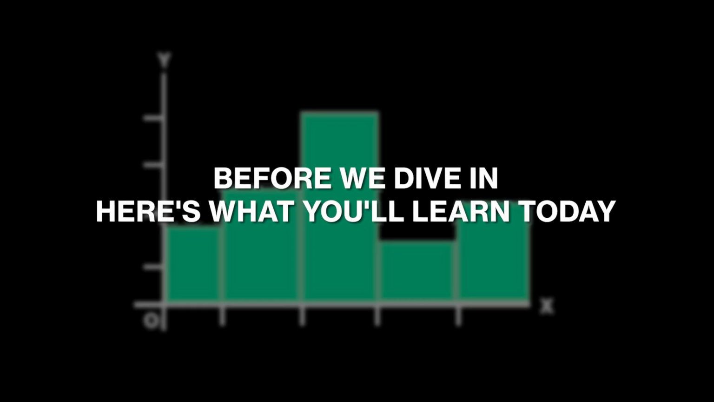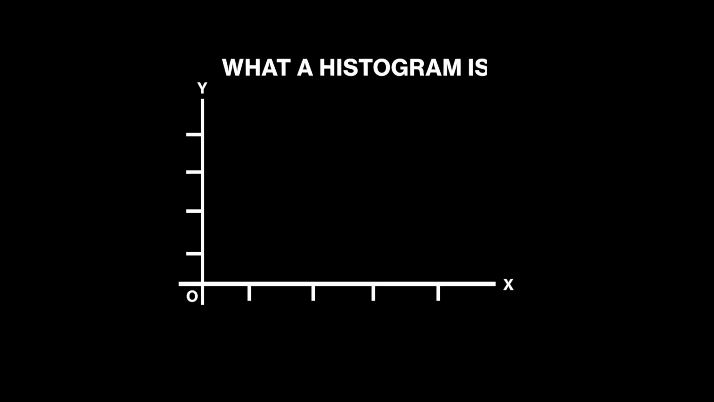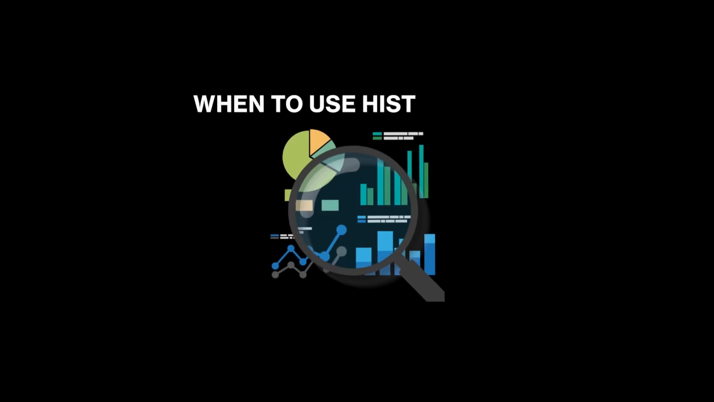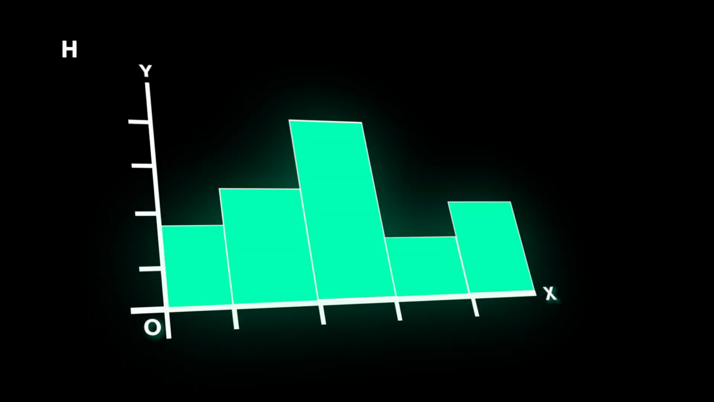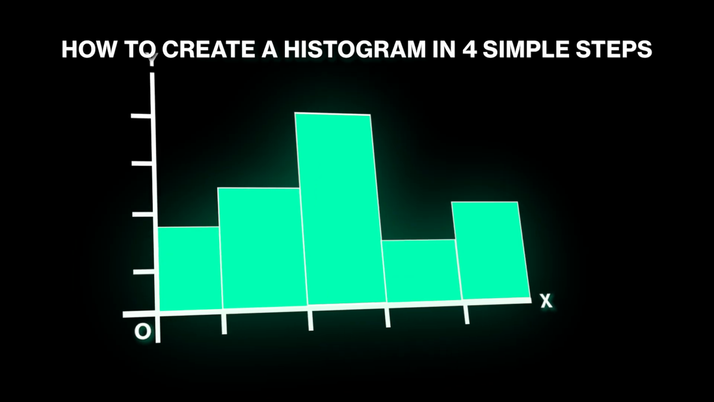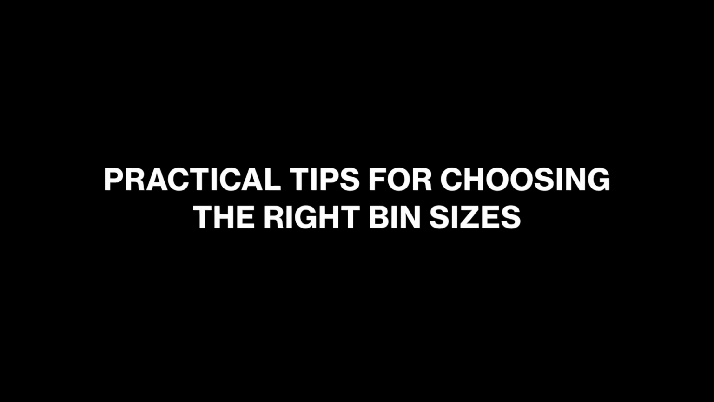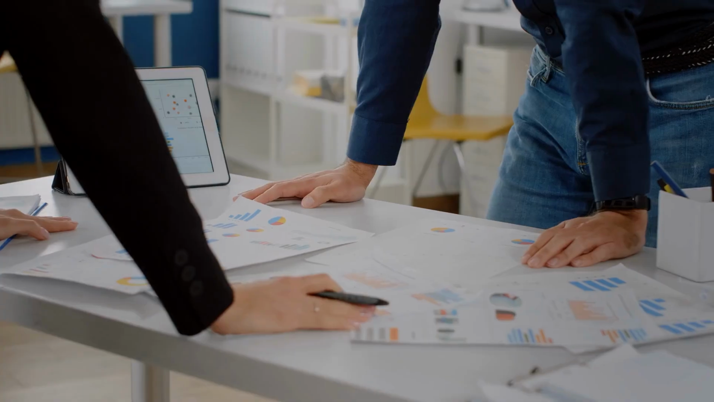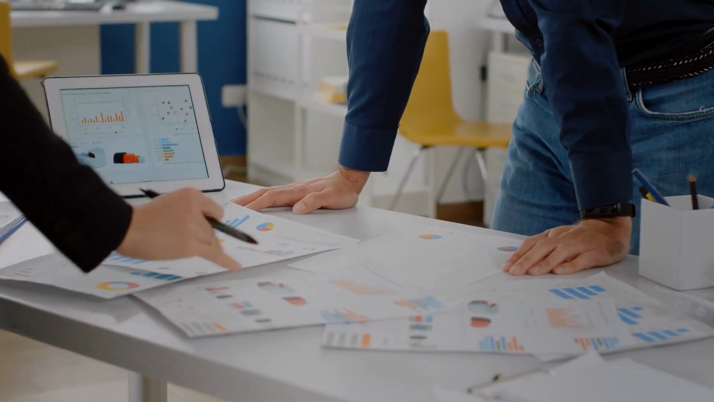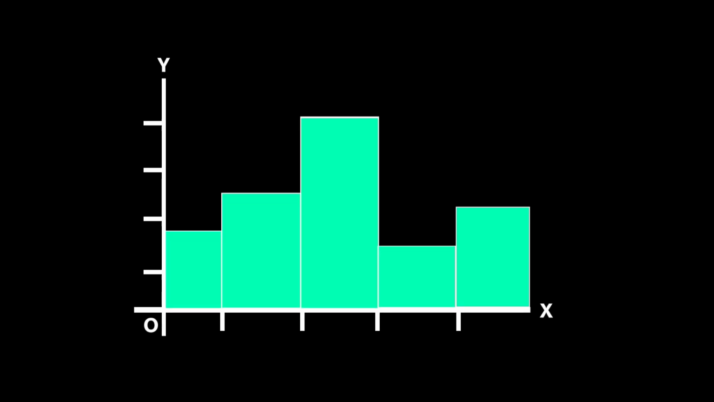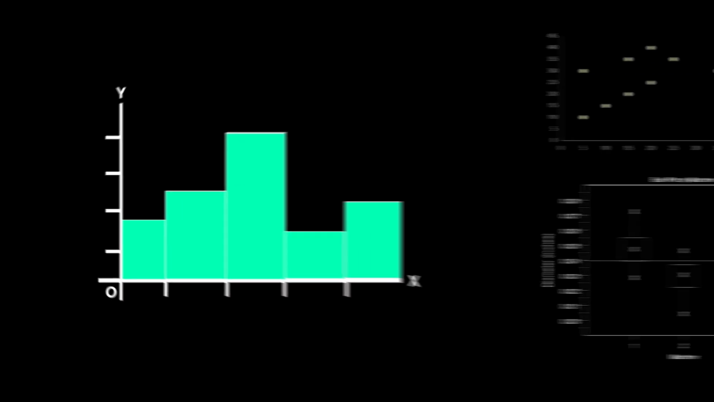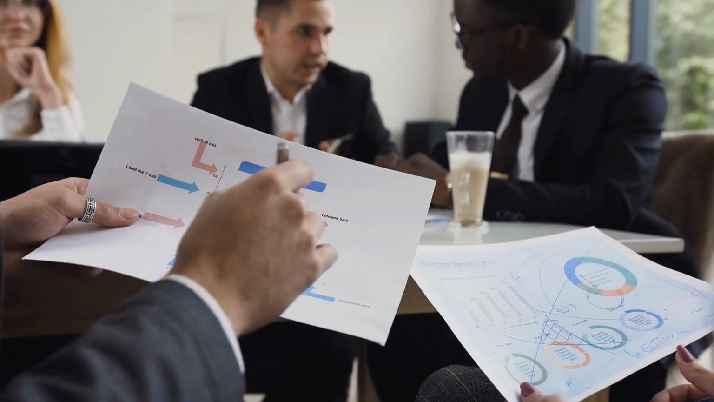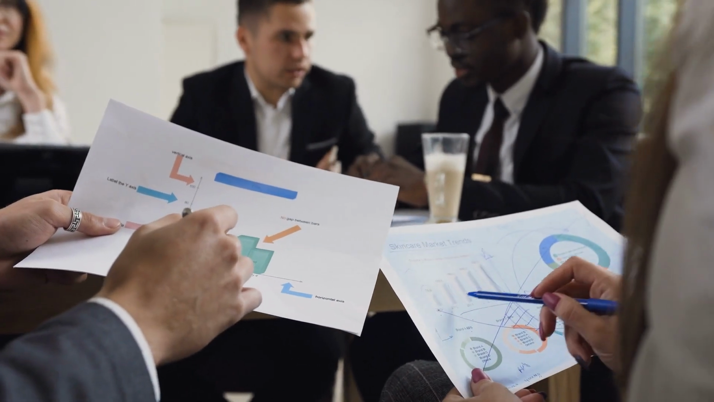Before we dive in, here's what you'll learn today: what a histogram is and why it's a crucial data visualization tool. When to use histograms in your data analysis. How to create a histogram in 4 simple steps. Practical tips for choosing the right bin sizes. Common mistakes to avoid when creating histograms. How to interpret histogram shapes to extract meaningful insights. Ways to compare histograms with other visualization tools like box plots and scatter plots. Real-world examples showing how histograms solve actual business problems.